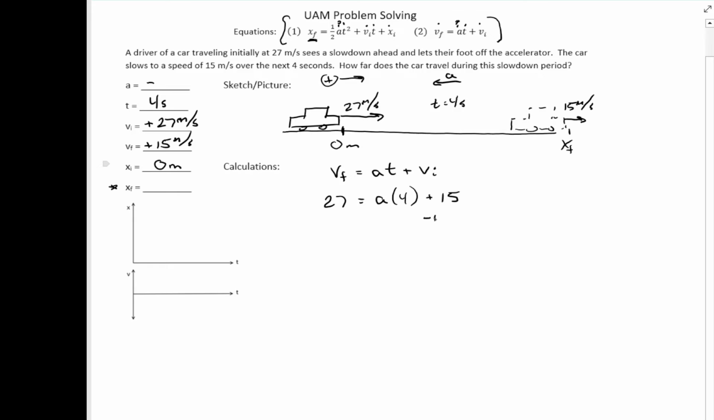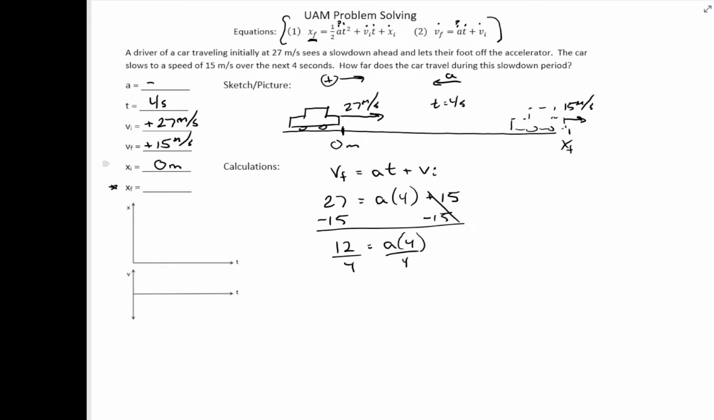I'm going to solve this algebraically. I can isolate the A value. I'm going to subtract 15 from both sides, and I get 12 is equal to A times 4, which I can then divide by 4, and I get 3. Now, I got a positive value, all right, which means that doesn't match what I'm expecting.